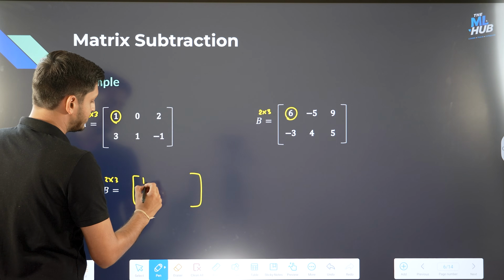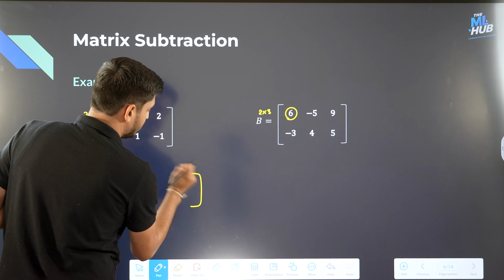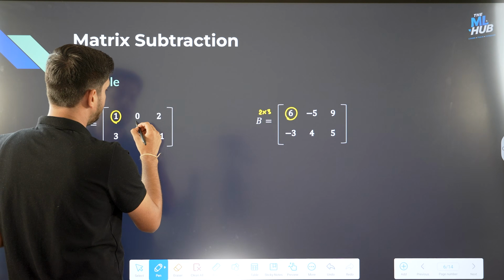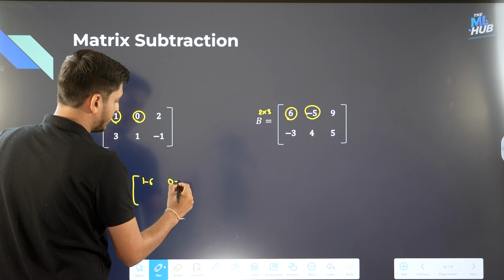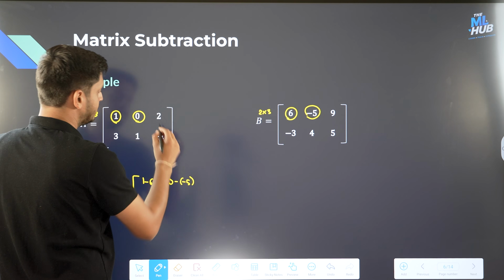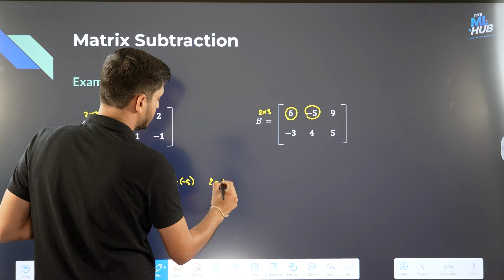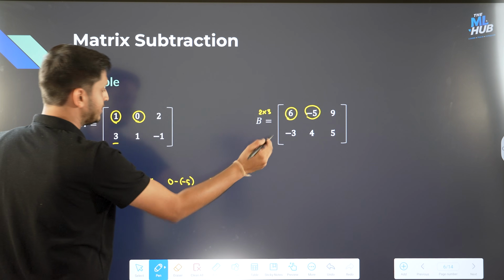So it will become 1 minus 6, and the second element will become 0 minus minus 5. Then you will have 2 minus 9. Then this element will become 3 minus minus 3.